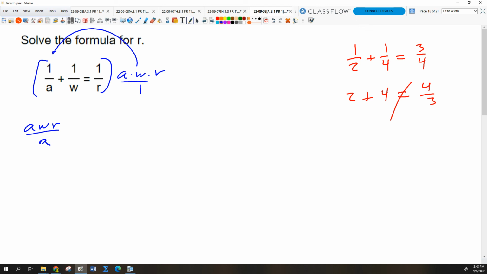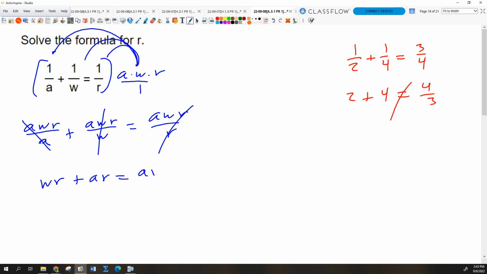Because they're factors, things that are being multiplied on the top and the bottom. You can cancel like factors in fractions. So those guys would cancel. When I distribute to the 1 over W, I get A times W times R over W. Look, the W's cancel, right? What about over here? A times W times R over R. The R's cancel, right? It's looking a lot better, isn't it? We don't have fractions anymore. Now we have WR plus AR equals AW.